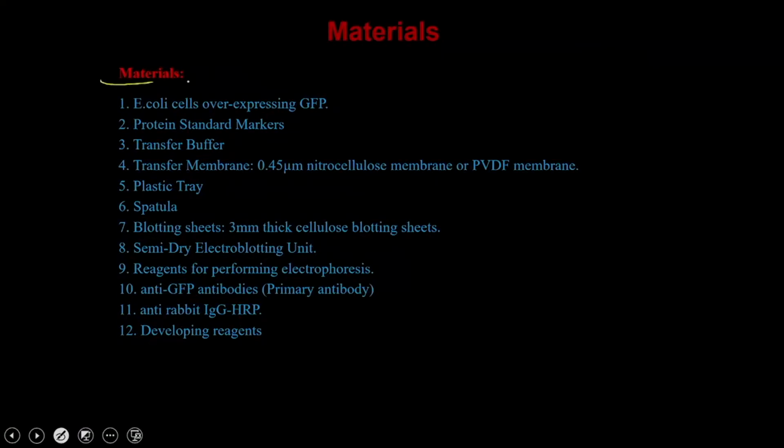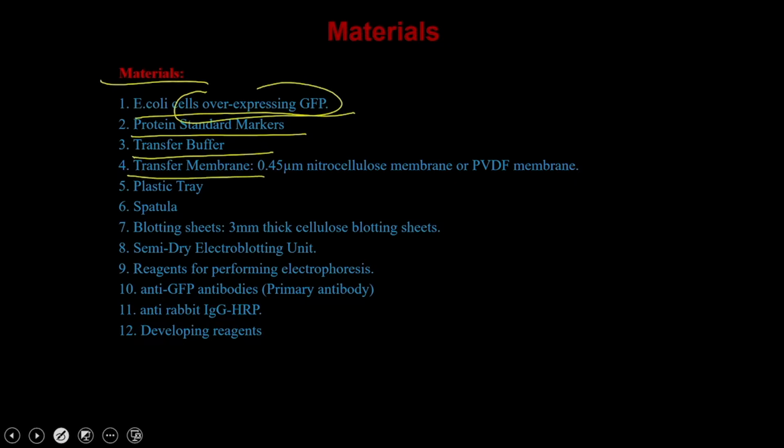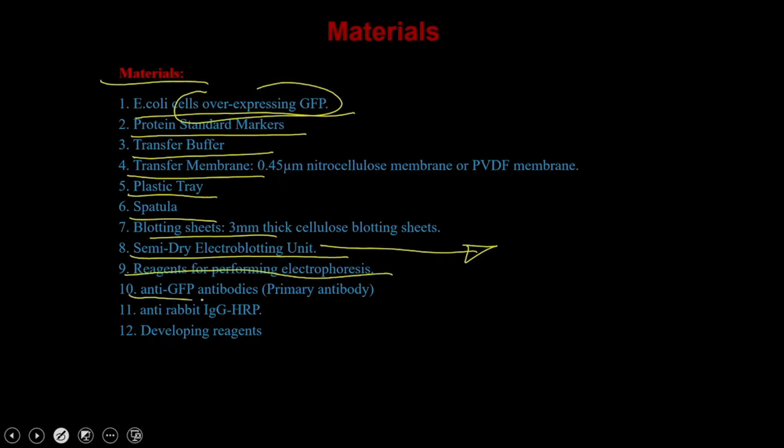So, the materials that you require are the cells, in this case the E. coli which is overexpressing the GFP. You require the protein standards, transfer buffers, transfer membrane like the nitrocellulose membranes, the plastic tray, spatula, blotting sheets, and semi-dry electroblotting units that are required to electroblot the proteins from the gel to the nitrocellulose membrane. Then you require the reagents for performing the electrophoresis. You require the primary antibodies to detect the GFP in the proteins. You require the secondary antibodies which are coupled with the HRP, and then you require the developing reagents.